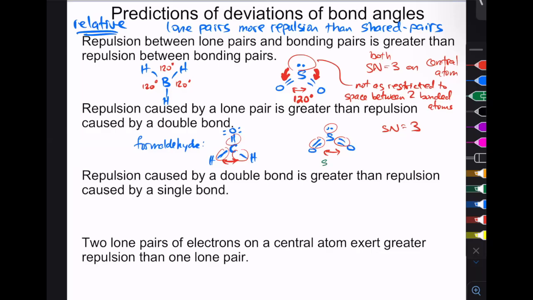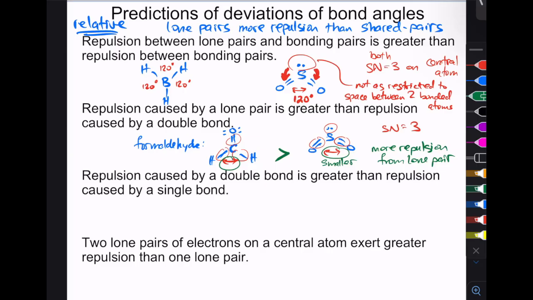In other words, we have more repulsion from the lone pair, in this case, relative to a double bond. And if we're not even looking at lone pairs, if we're just looking at single bonds versus double bonds, that one should make pretty straightforward sense. You're going to have more repulsion from a double bond than you will from a single bond.